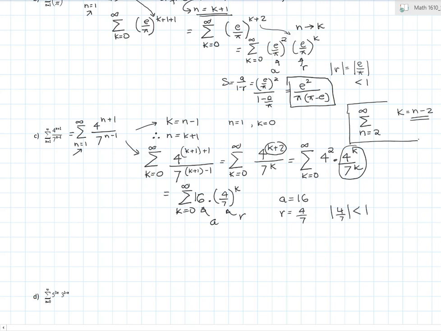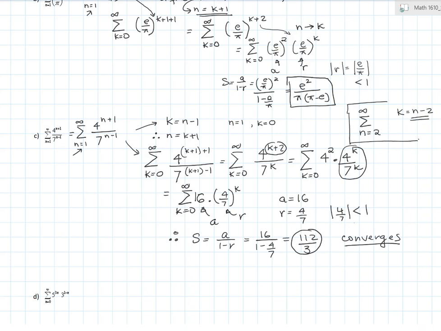this is less than 1. So therefore, the sum can be found, and that would be 16 over 1 minus 4 over 7. And that is simple arithmetic. You can do that, and you should get 112 over 3. And obviously, the series converges. That we could have just said by looking at this r value, but also the fact that we found the sum, that means the series converges.